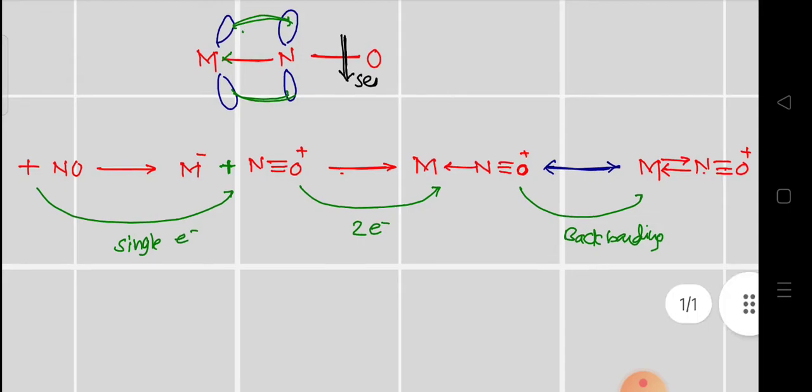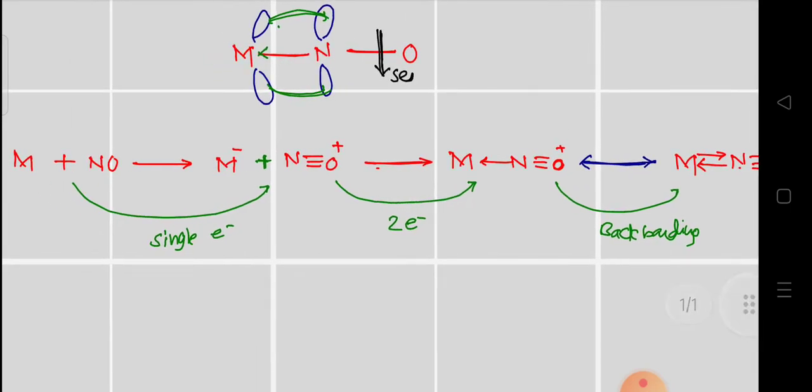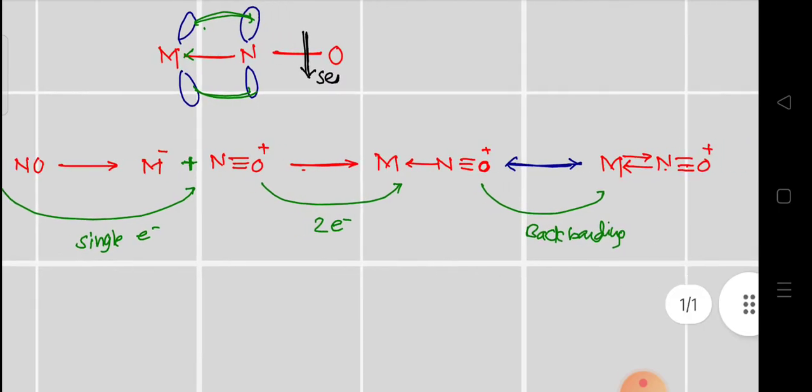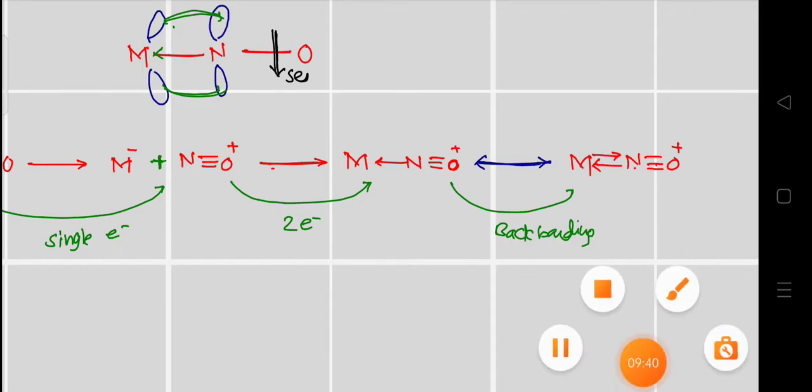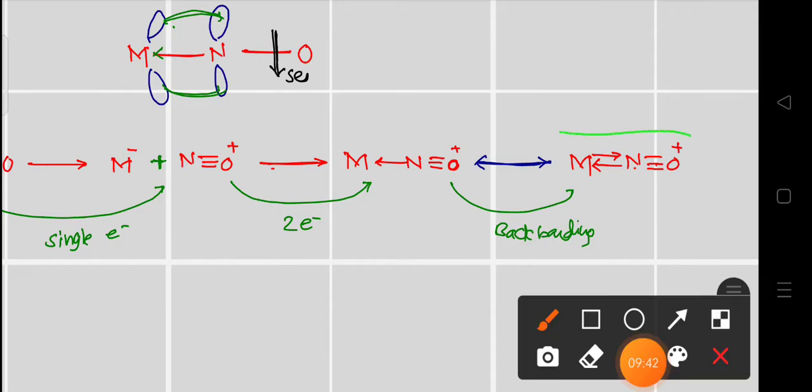So look at this one now. The first step we can observe is from M plus NO, M negative and NO plus. It is a first electron transfer process from the ligand to the metal, and then secondly, there is a back bonding, a 2 electron donor now. Okay, from ligand to metal and back bonding. So back bonding results in the double bond formation between the metal and nitrogen.